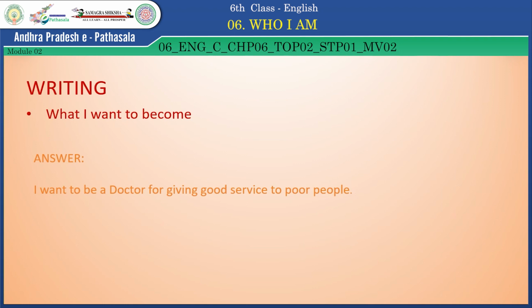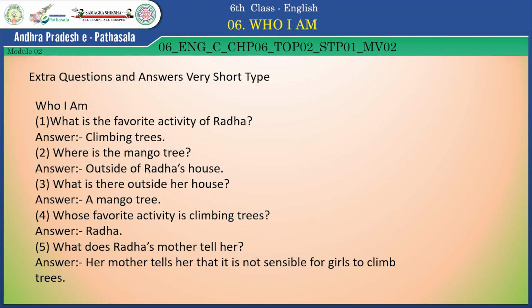Children, just observe. These are extra questions and answers, very short type questions. Just write down the questions and write answers as your own thinking. If you have any doubt, ask your class teacher. Okay, children, next you follow the next questions.